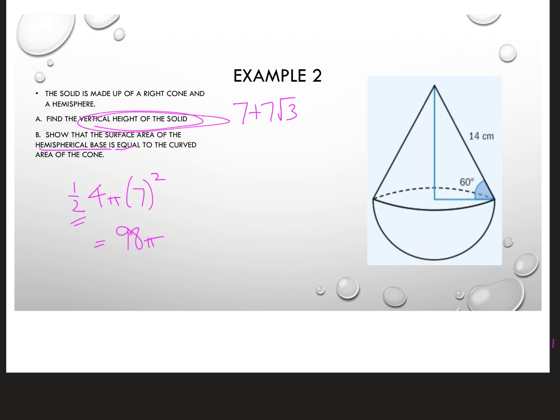Now, if we're going to do the curved area of the cone, that means I have to do the area of the cone minus the area of the base. Or in other words, in the formula, you know how there's that part where you're supposed to add the pi r s? We're not going to do that part, because otherwise it would add in the base part, which we don't want. We just want the top part, the curved area of the cone. So when I fill in that formula and put in the pi and the 7 and the 14, we get 98 pi.